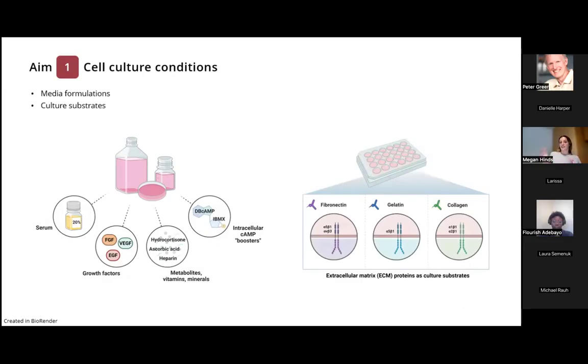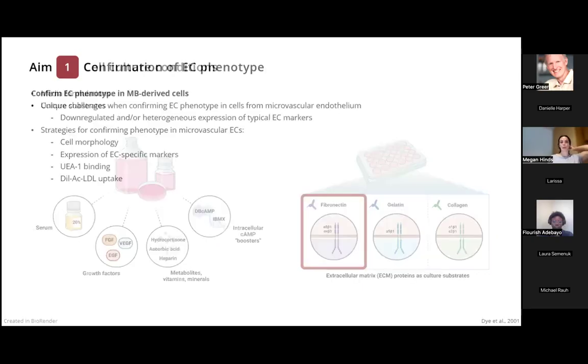As they are adherent cells, I've also trialed different substrates. These include fibronectin, gelatin, and collagen, all of which are recognized by different integrins expressed by endothelial cells. Based on my own experience, I find that the cells adhere very quickly to fibronectin, so that's what I've continued on with throughout my optimization.